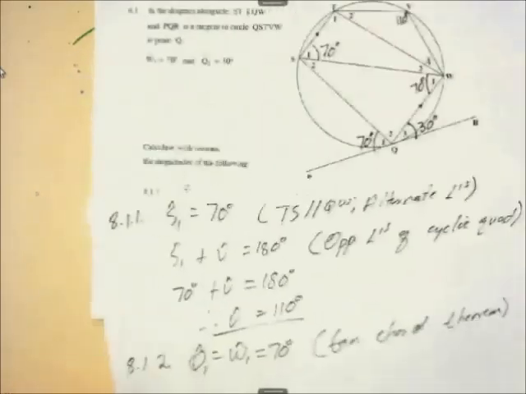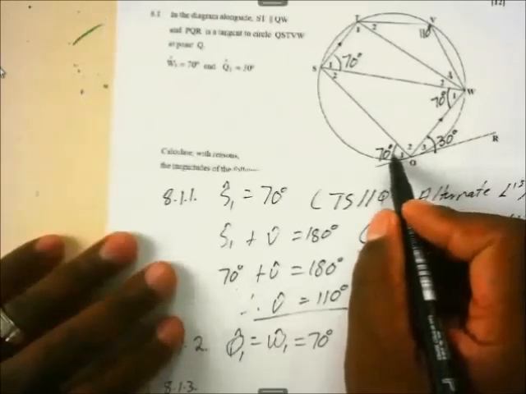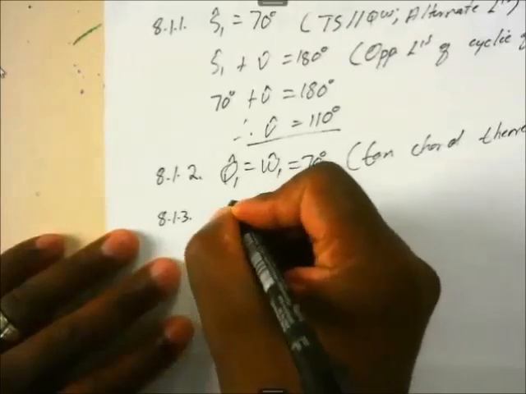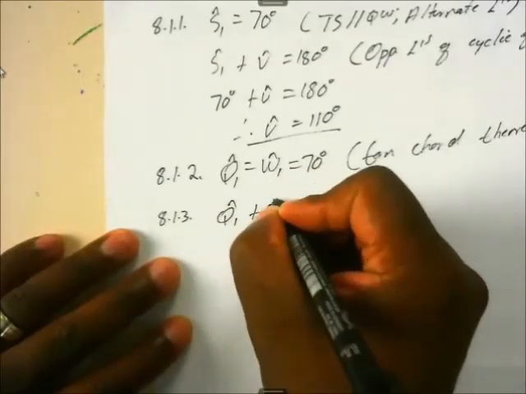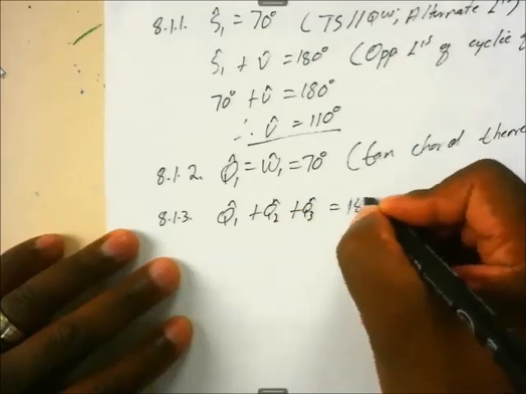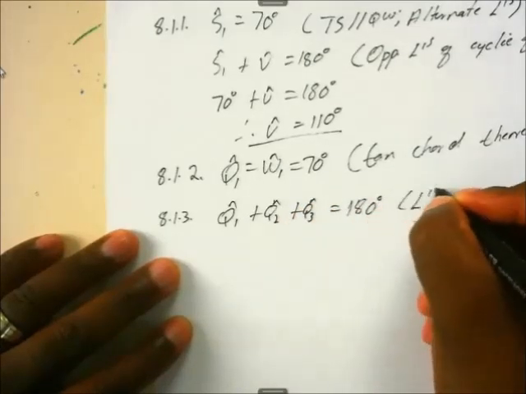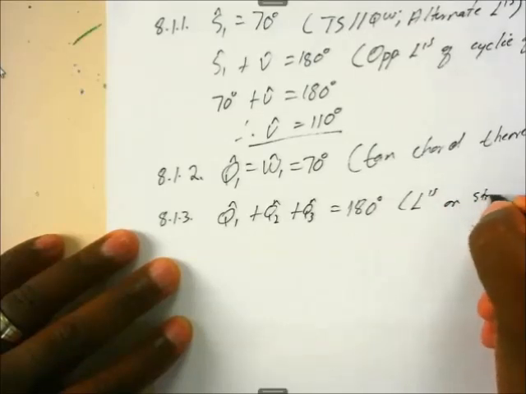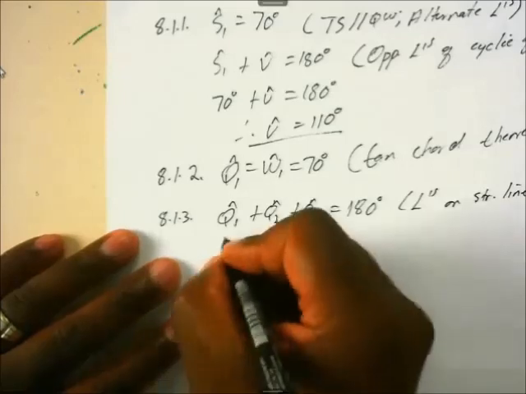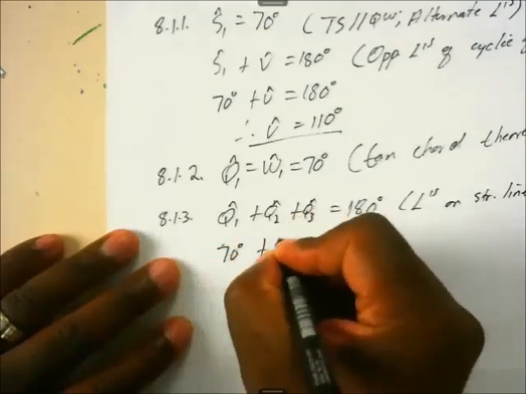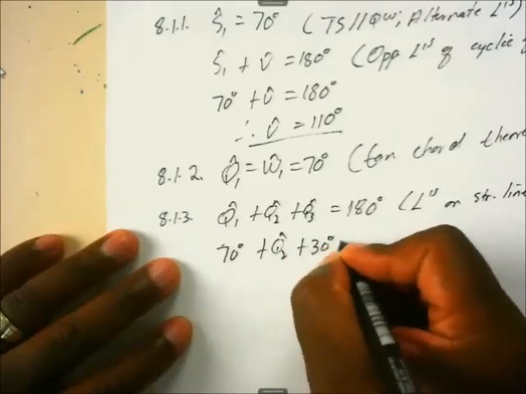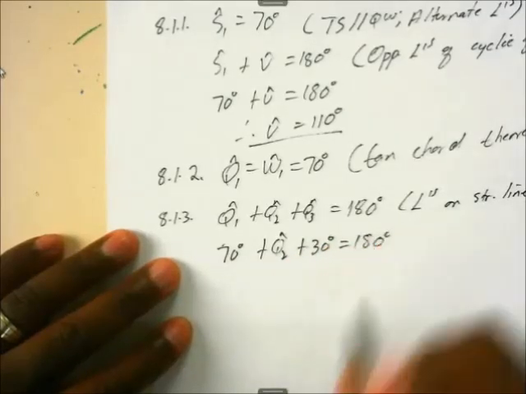Let's check angle Q1. We said Q1 plus Q2 plus Q3, all these angles add up to 180 degrees. Those are the angles on a straight line, and angles on a straight line add up to 180 degrees. Remember, Q1 is 70 degrees. We want to calculate the size of Q2, and Q3 is equal to 30 degrees. It is given.